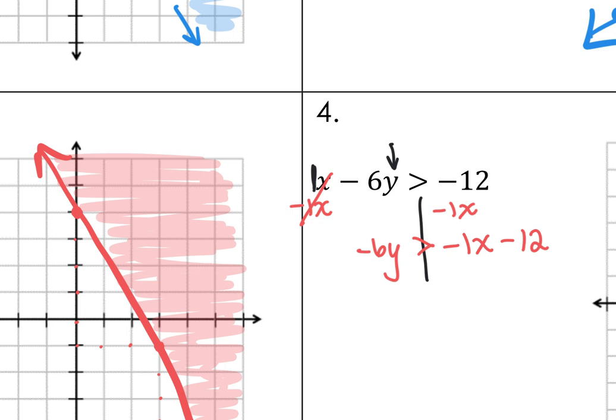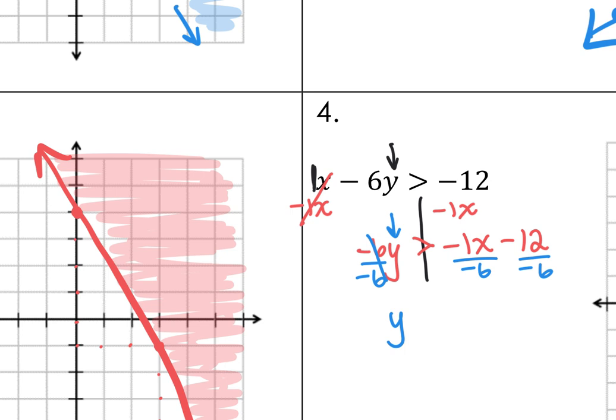Now, all I have to do to get this y by itself, y is being multiplied by negative 6. So I'm going to divide by negative 6. And again, when we divide everything. So this cancels out, and I'm left with y.